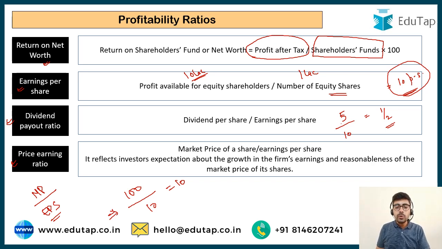This would reflect the investor expectation about the growth in the firm's earning and the reasonableness of the market price of the shares. So the market price should be reasonable as compared to the earnings of the company. So if there is a company, okay, there is a company 1, there is a company 2.